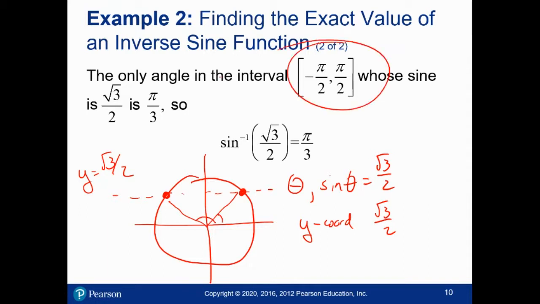But we are specifically looking for the angle in between plus or minus pi over 2. So I'm only looking in quadrant 4 and quadrant 1, which means I'm looking for this angle right here. And that angle is pi over 3.